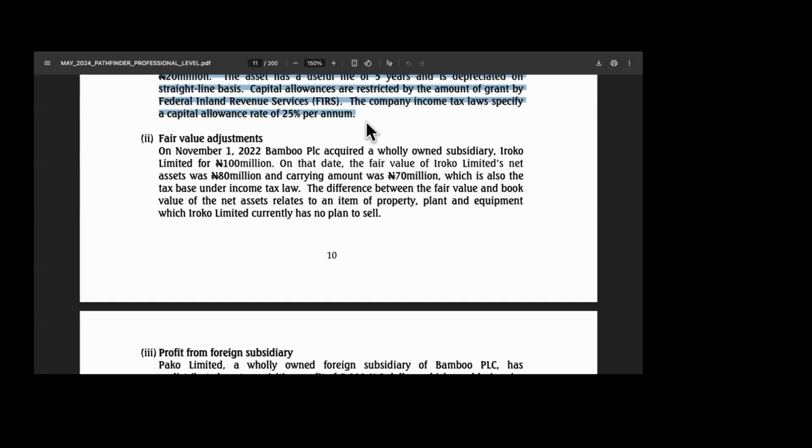So this guy, Bamboo, acquired a wholly owned subsidiary, Iroko Limited, for 100 million. On that date, the fair value of Iroko Limited's net assets was 80 million, carrying amount 70 million, which is also the tax base under income tax. The difference between fair value and book value relates to an item of income which Iroko currently has no plan to sell. Okay? I need you guys to try your hands on this. Please don't copy the answer. Just try and see if you get it right. Let us know. This is a very straightforward one, but there's something here that changes everything.